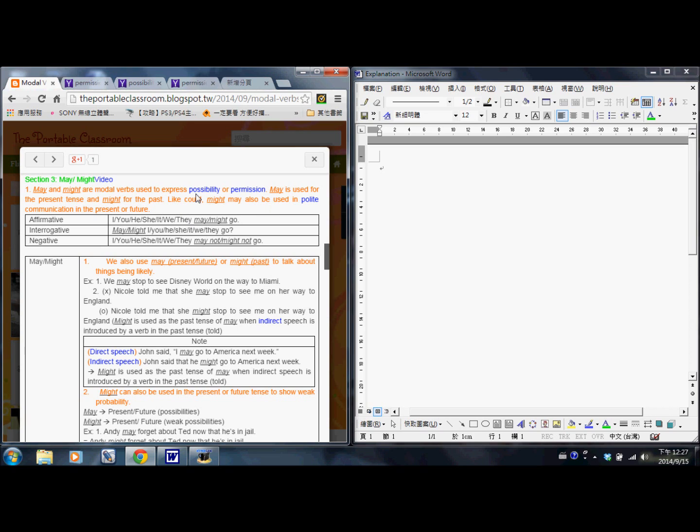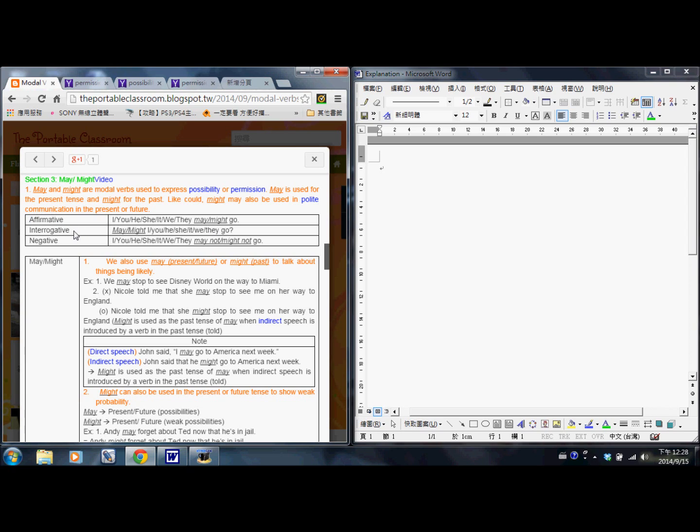We use them to talk about the above two things, possibility and permission. May in the present, might in the past. Like could, might can also be used in polite communication in the present or future tense. First, let's look at the formulation of may and might. Affirmative just means yes. You can say I may, you may, I might, you might.